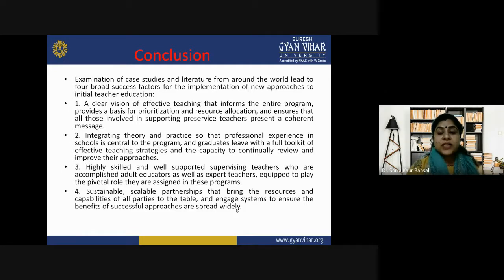So that professional experience in schools is central to the program, and graduates leave with a full toolkit of effective teaching strategies and the capacity to continually review and improve their approaches. And then thirdly, we are talking about highly skilled and well-supported supervising teachers who are accomplished adult educators as well as expert teachers, equipped to play the pivotal role they are assigned in these programs.